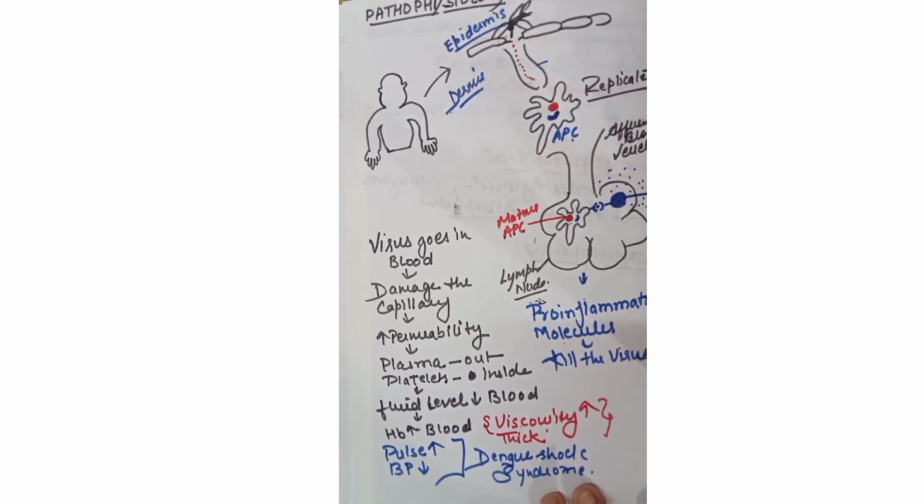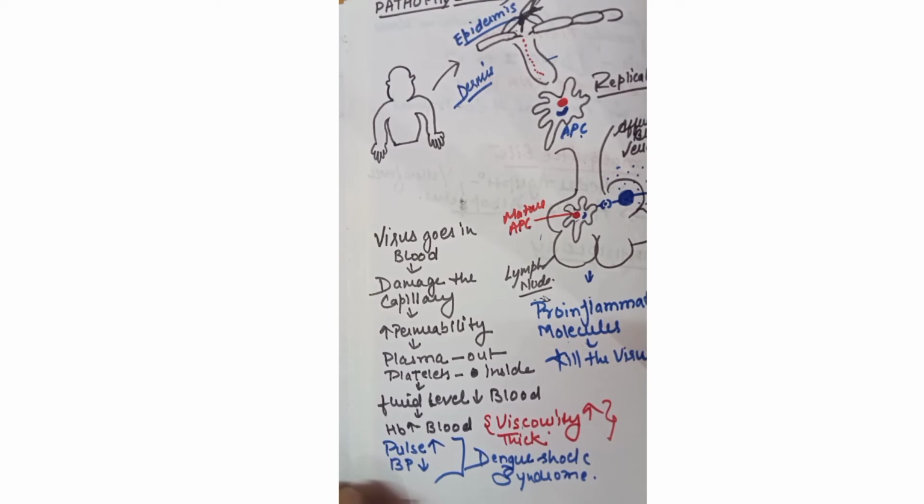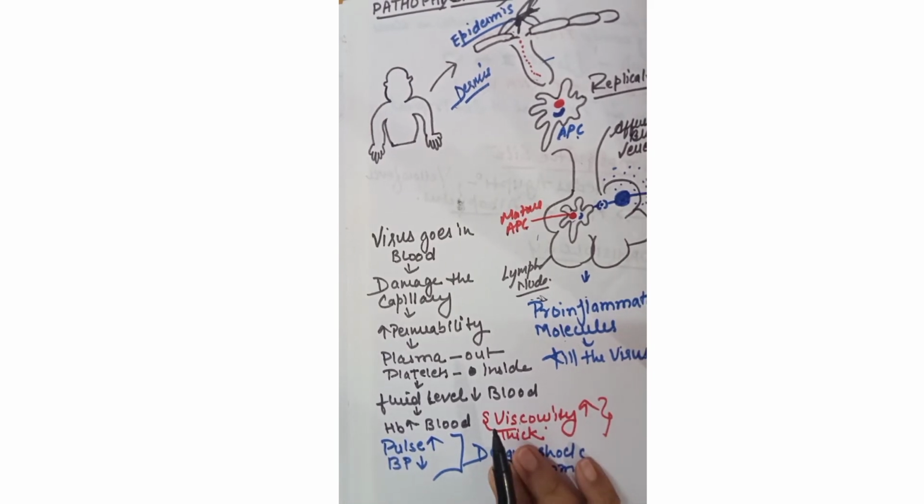So the plasma leakage. Plasma leakage is a process in which the protein-rich fluid component of the blood leaks from the blood vessels into the surrounding tissue.